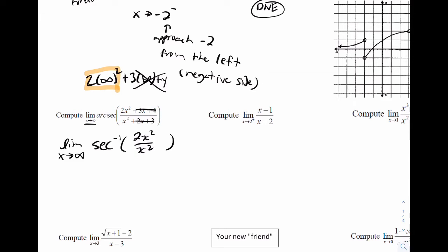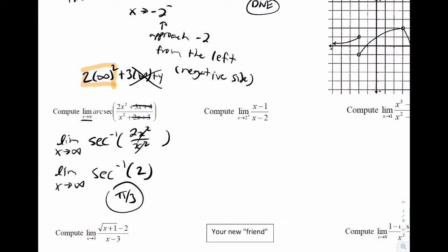And now we're going to do some algebra. Let's cross out that x squared. And look at that. The limit as x approaches infinity, this whole thing reduces down to secant inverse of 2. So think about where secant hits 2. That would be pi over 3. There's your limit.